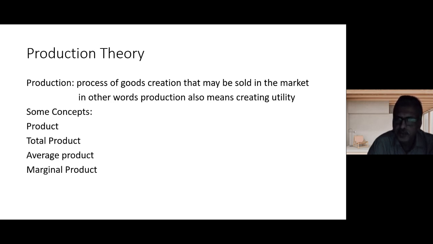So you need to understand that production is not the creation of all types of goods, but by production in economics we mean only those created goods which are intended to be created for the purpose of selling it in the market. And what are the different processes involved during the entire process of goods creation? So production is actually creating utility.